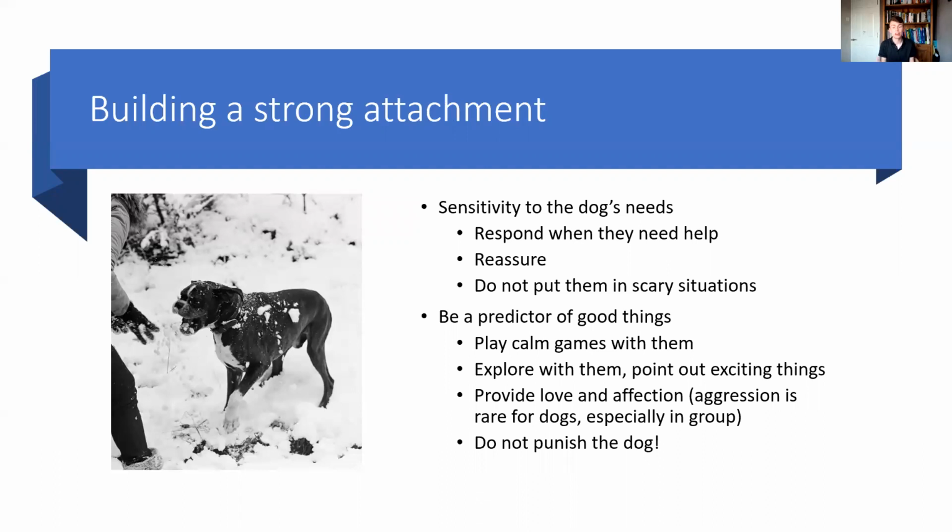Also just providing love and affection for your dog. So aggression's rare for dogs. They don't generally experience aggression from their caregivers. So it's not normal for dogs to be told off a load by their family group or experience aggression within their family group. So try and replicate that. Try not to behave aggressively to your dog, to make them feel more at home, to make them feel more normal, because it's not what they would be expecting to experience from their family. And also, again, this comes back to what we were talking about earlier, really try to avoid punishing your dog.